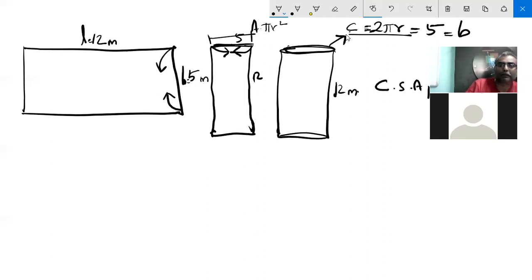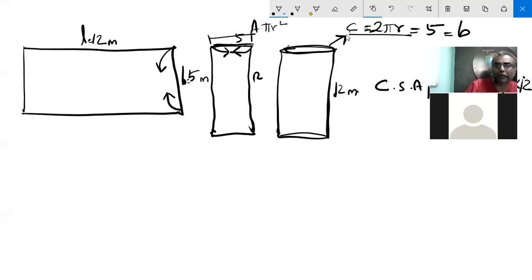22 divided by 7. What is R? We don't know R. R into H is how much? H is the length of the cylinder; we drew the diagram. That 12 meters is the length, so H is 12. Very good.